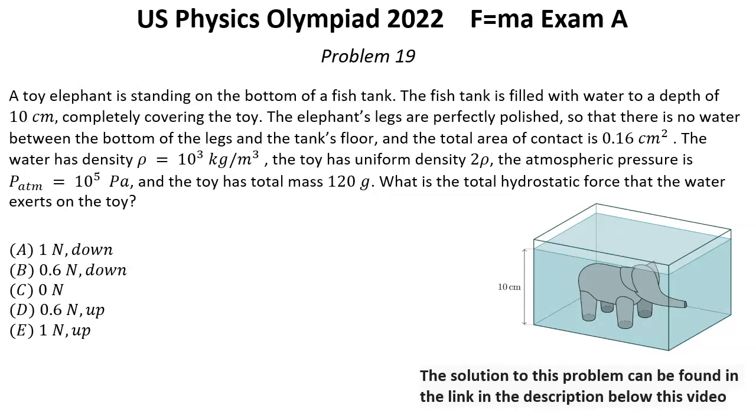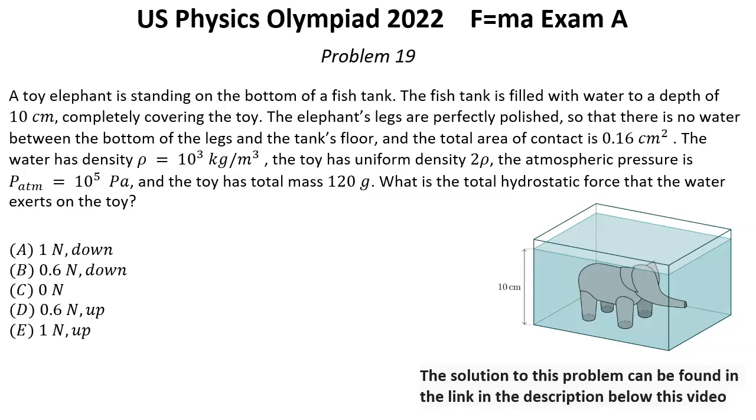Problem number 19. A toy elephant is standing on the bottom of a fish tank. The fish tank is filled with water to a depth of 10 centimeters, completely covering the toy. The elephant's legs are perfectly polished, so that there is no water between the bottom of the legs and the tank's floor, and the total area of contact is 0.16 square centimeters.